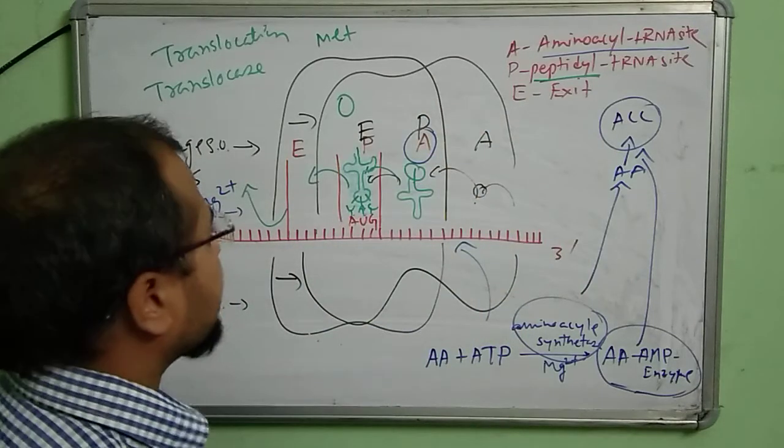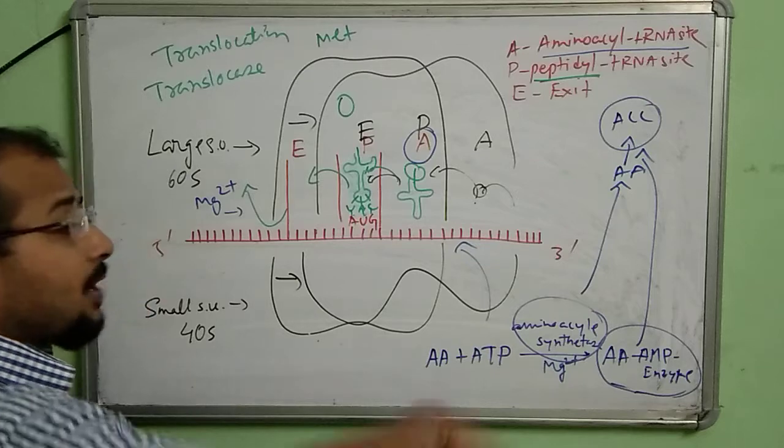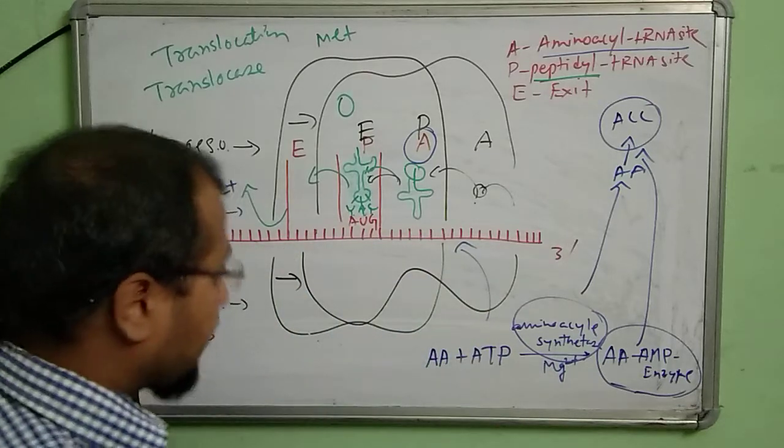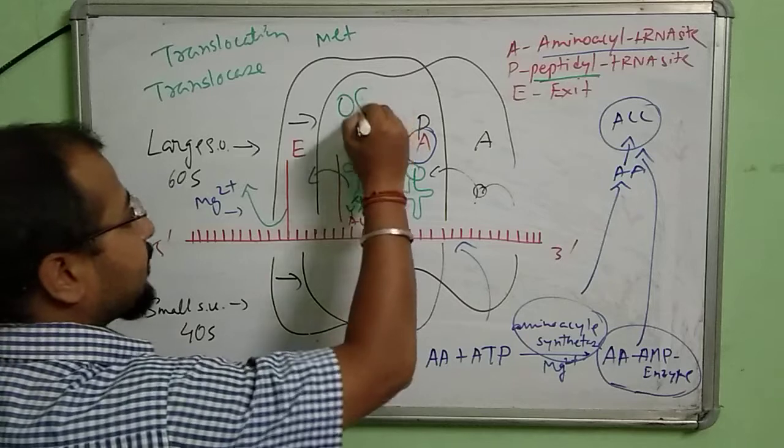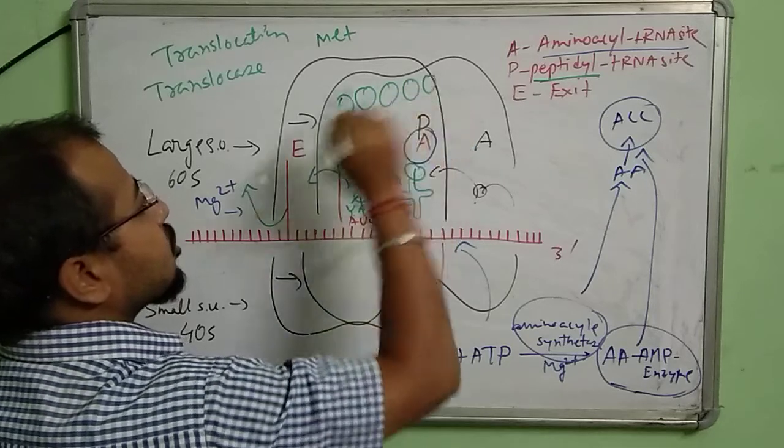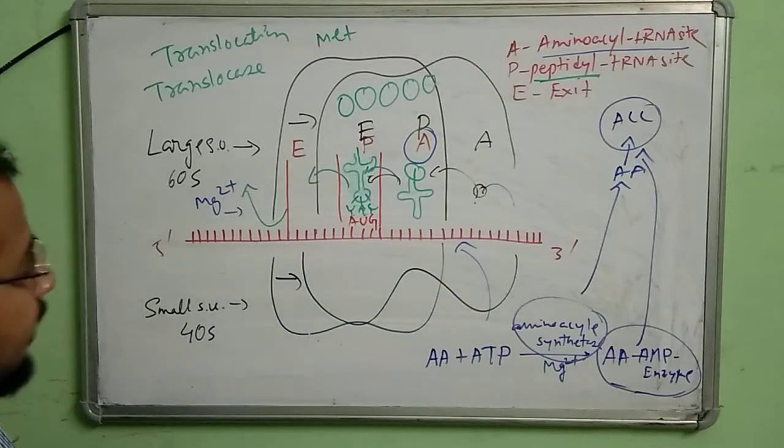It will be continued, and you can see the amino acids are coming one after another according to the codon, brought by tRNA, and all the amino acids will be getting stored here in the ribosome.